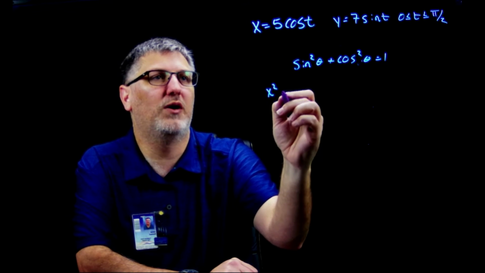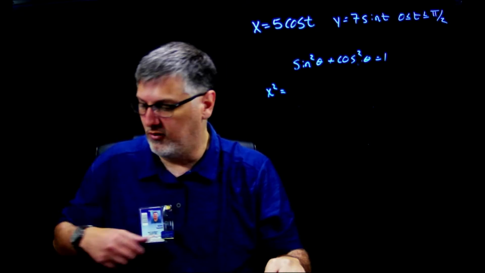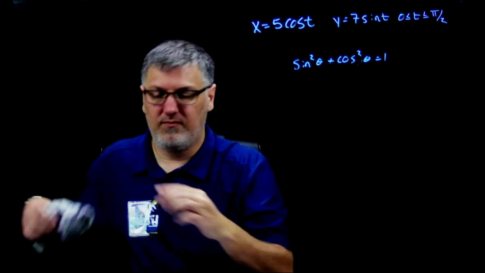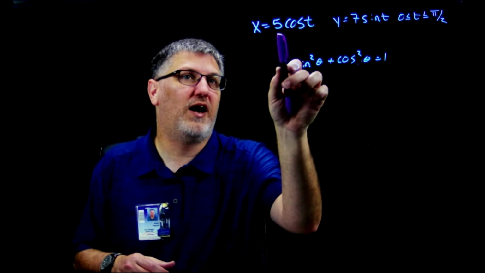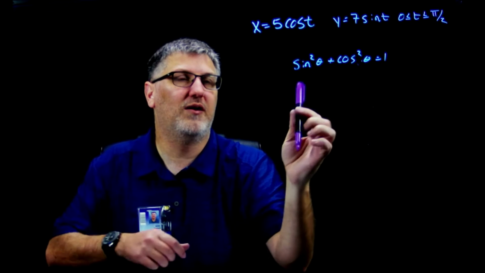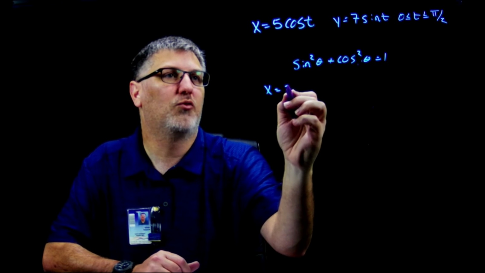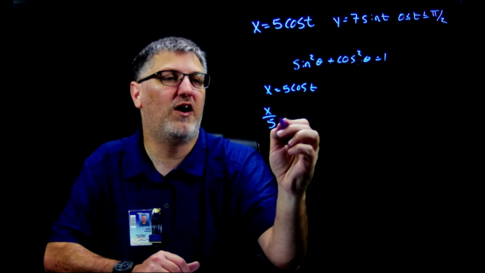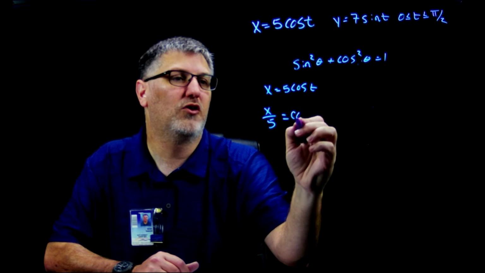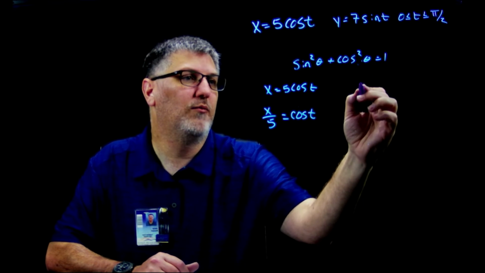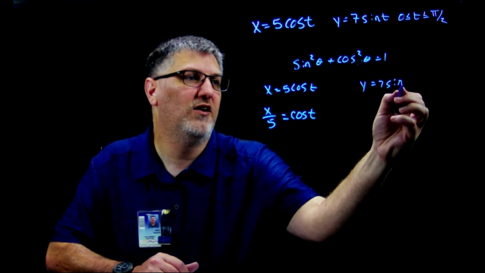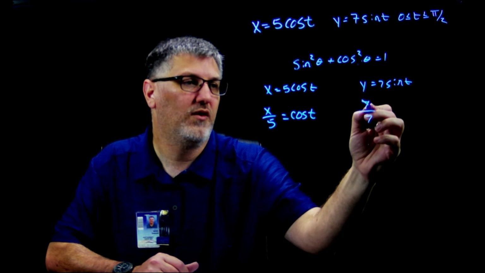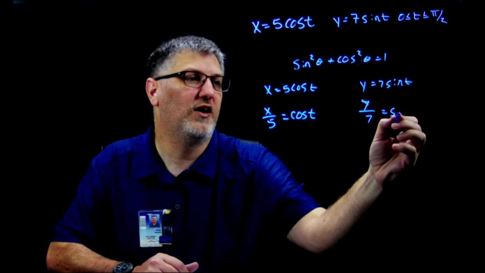Oh wait, before I do that, let's get this 5 over here. Let's just get cosine by itself and sine by itself. So I'm going to say x equals 5 cosine t. I'm going to divide by 5, and we get x over 5 equals cosine t. I'm going to do the same thing here. Y equals 7 sine t. I'm going to divide by 7. I get y over 7 equals sine t.